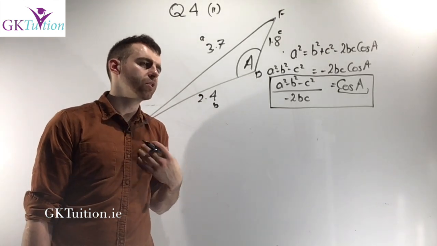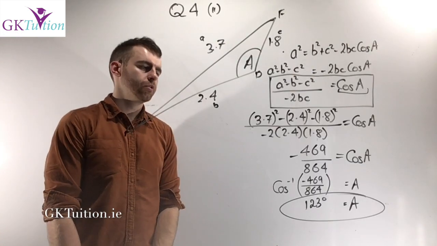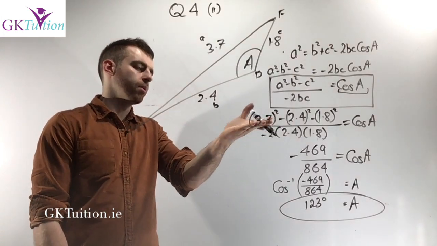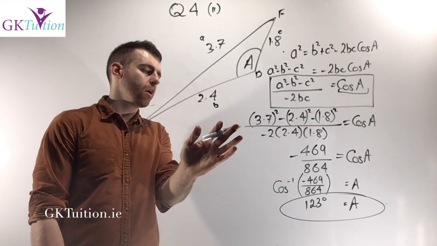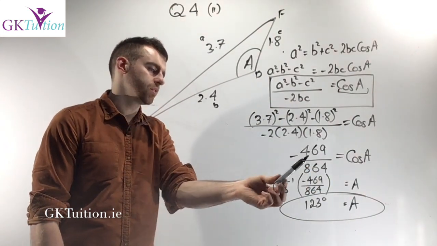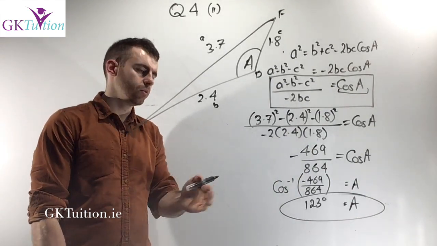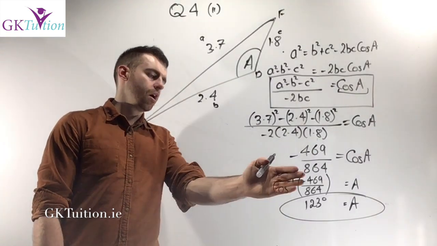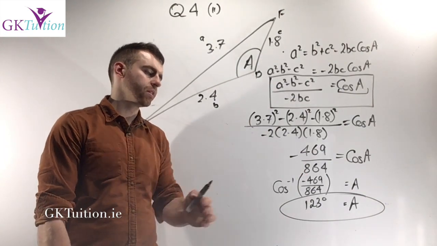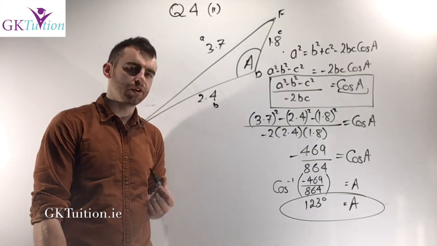Now all I have to do is sub in a, b and c and I'll be able to work out my angle. So I subbed in my a, b and c, plugged it all into the calculator in one go, and you get cos A is minus 469 over 864. So in order to get the angle A on its own, you get cos inverse of the left hand side. Cos inverse of the fraction works out as 123 degrees.